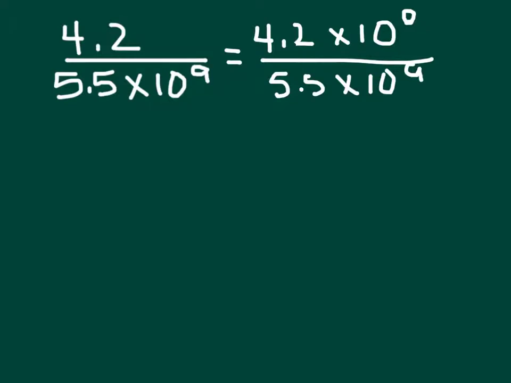Now we divide the number by the number. 4.2 divided by 5.5, and we get 0.76 times 10 to the 0 minus 9 gives us negative 9.